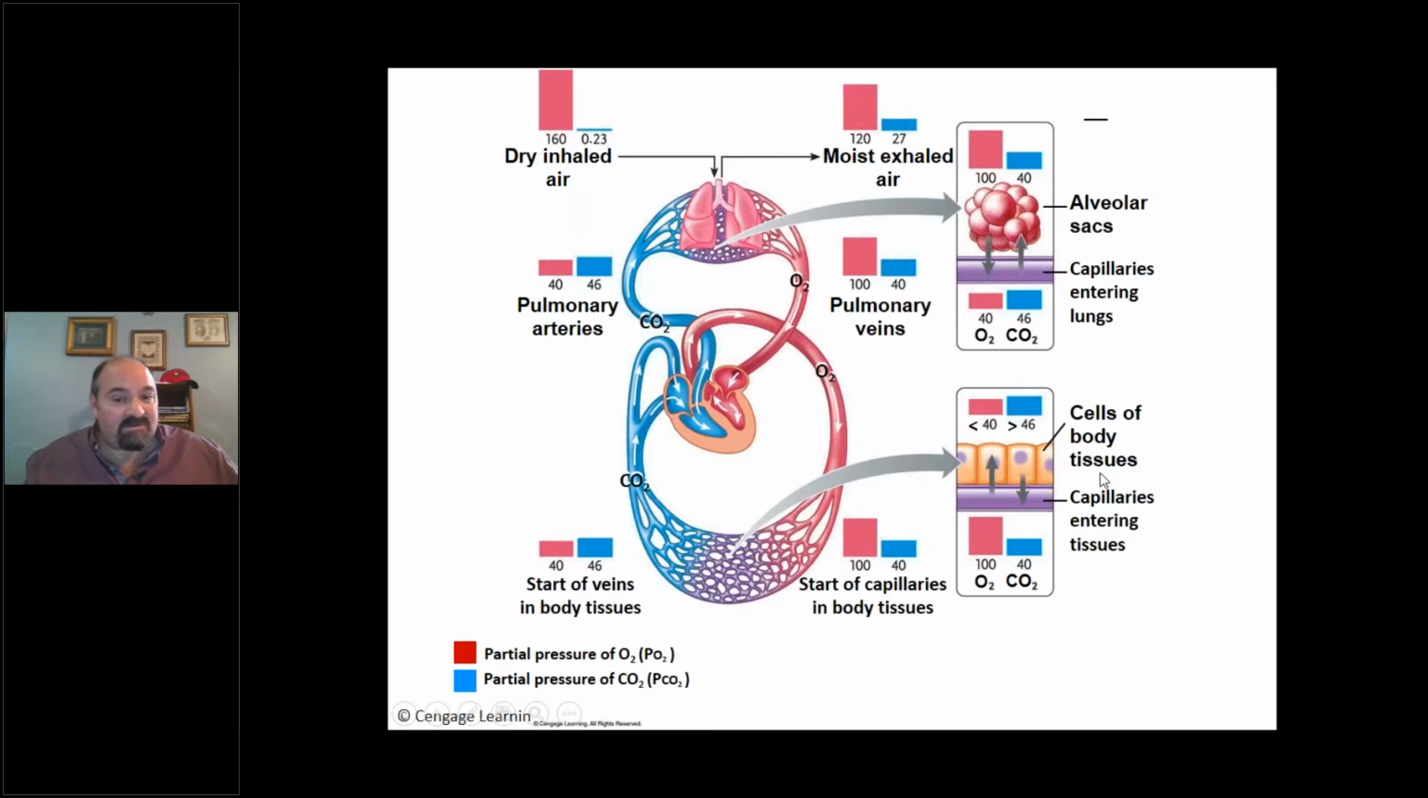Internal respiration, here at the body cells, the cells of the tissues, the high pressure concentration of oxygen is present within the blood. It's going to move to the cells that have a low pressure, a low concentration present, and the opposite as far as for the CO2.